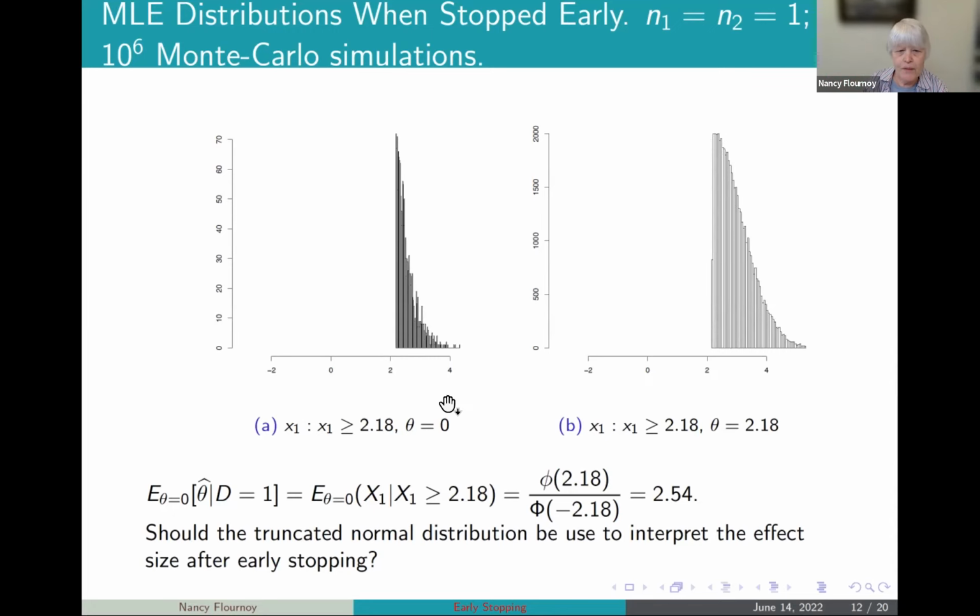So again, we have two pictures here. In both cases, you stopped. On the left, the null hypothesis, theta equal to 0. And on the right, we have theta equal to 2.18. So this is a truncated normal distribution, conditional on having stopped. One can calculate the expectation and other moments from the theory of truncated normal distributions. And we see that the expected mean is definitely not 0, even under the null hypothesis.